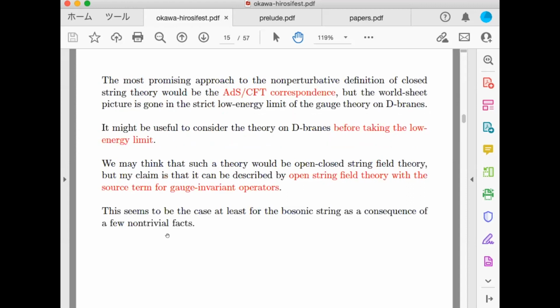So the most promising approach to a non-perturbative definition of closed string theory would be the AdS/CFT correspondence, which is obtained in the strict low-energy limit of the Gaussian D-branes. So it might be useful to consider the theory of D-branes before taking the limit. You may think such a theory would be open-closed string field theory, which would be even more difficult to define than closed string field theory itself. But my claim is that it can be described by open string field theory with a source term for gauge invariant operators. This seems to be the case, at least for the bosonic string, as a consequence of a few non-trivial facts.